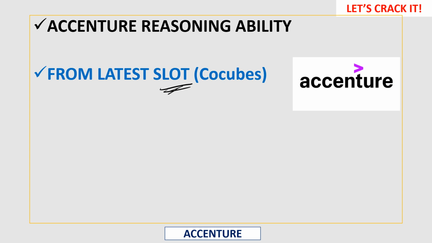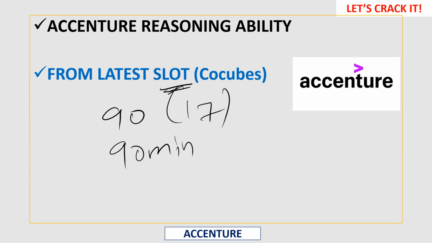And then next, in total there are 90 questions in the Accenture exam, and 90 minutes are given to solve. Out of these 90 questions, 17 questions are from reasoning ability. So there is no separate time.